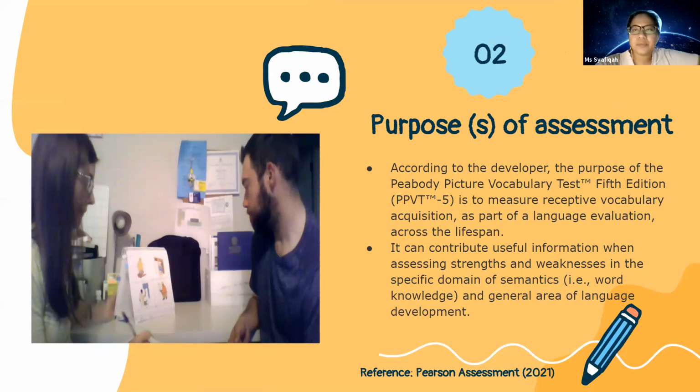Okay, so I will be talking about the purpose of assessment of the PPVT based on what the developer said. According to the developer, the purpose of the PPVT is to measure receptive vocabulary acquisition as part of a language evaluation across the lifespan of the examinee. This assessment can contribute useful information when assessing strengths and weaknesses in the specific domain of semantics, for example, word knowledge, as well as the general area of language development of the examinee. Next.